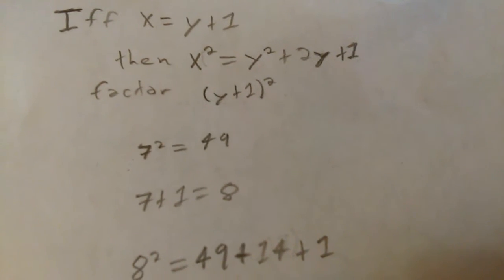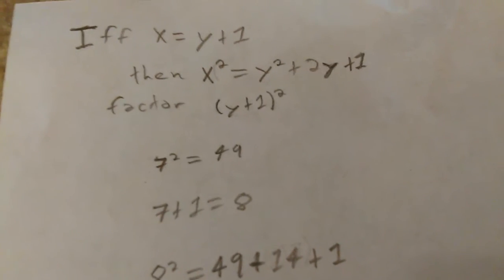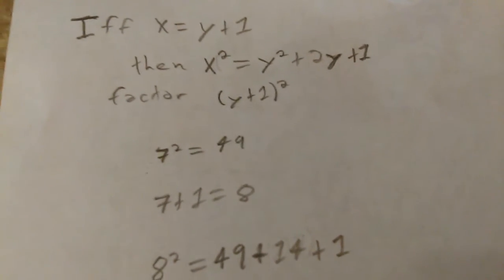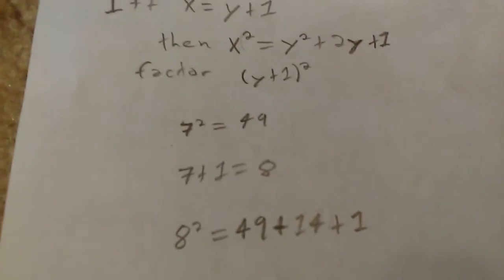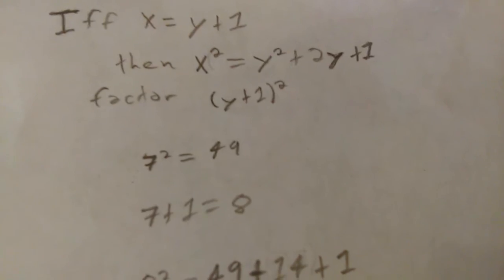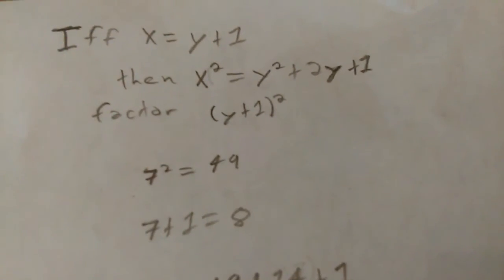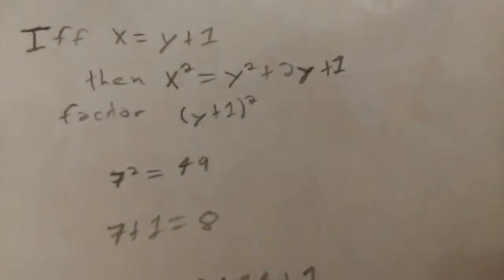So basically what we're talking about is, if you have a whole number, the square of the next consecutive whole number is a consecutive odd number larger. Now, let me show you what this means.